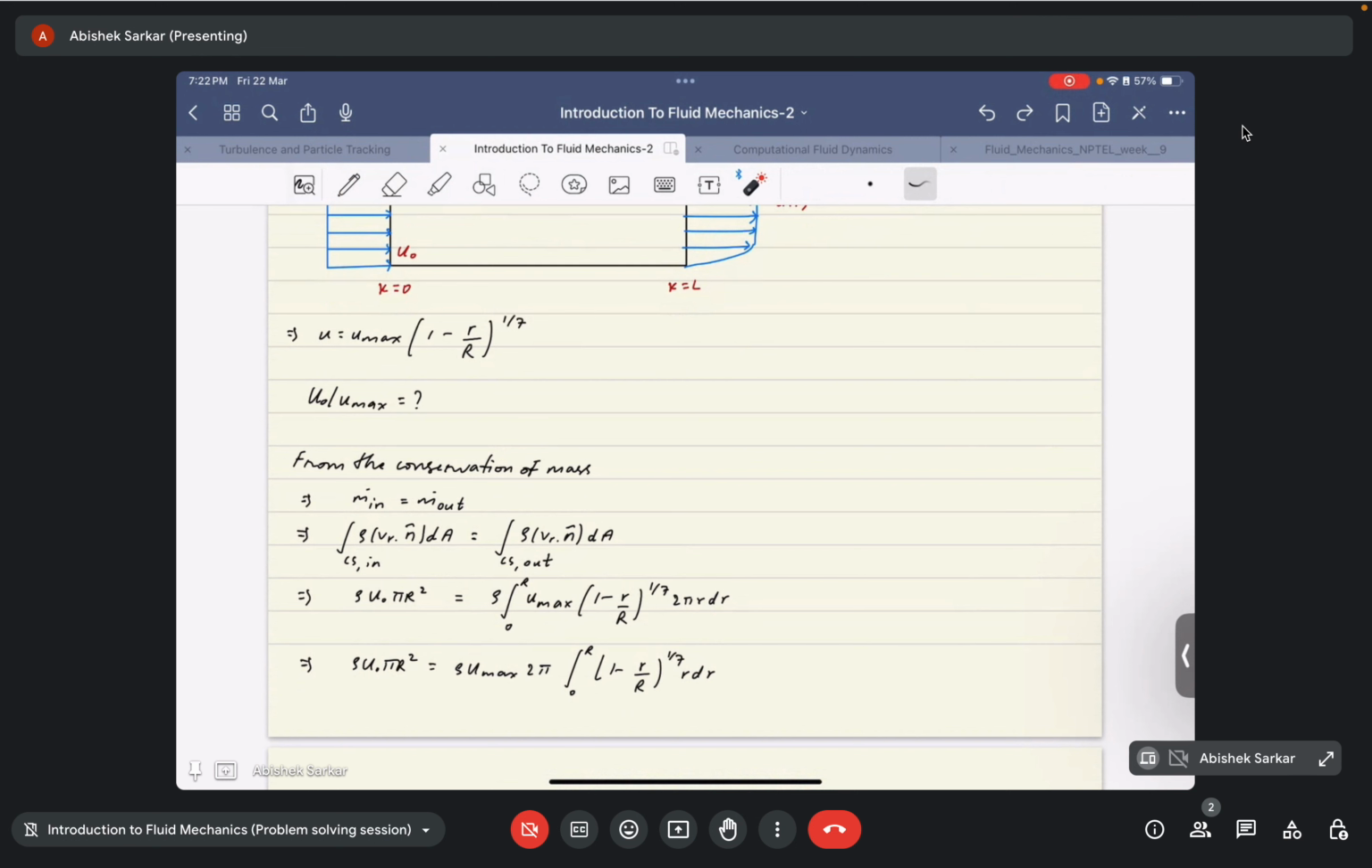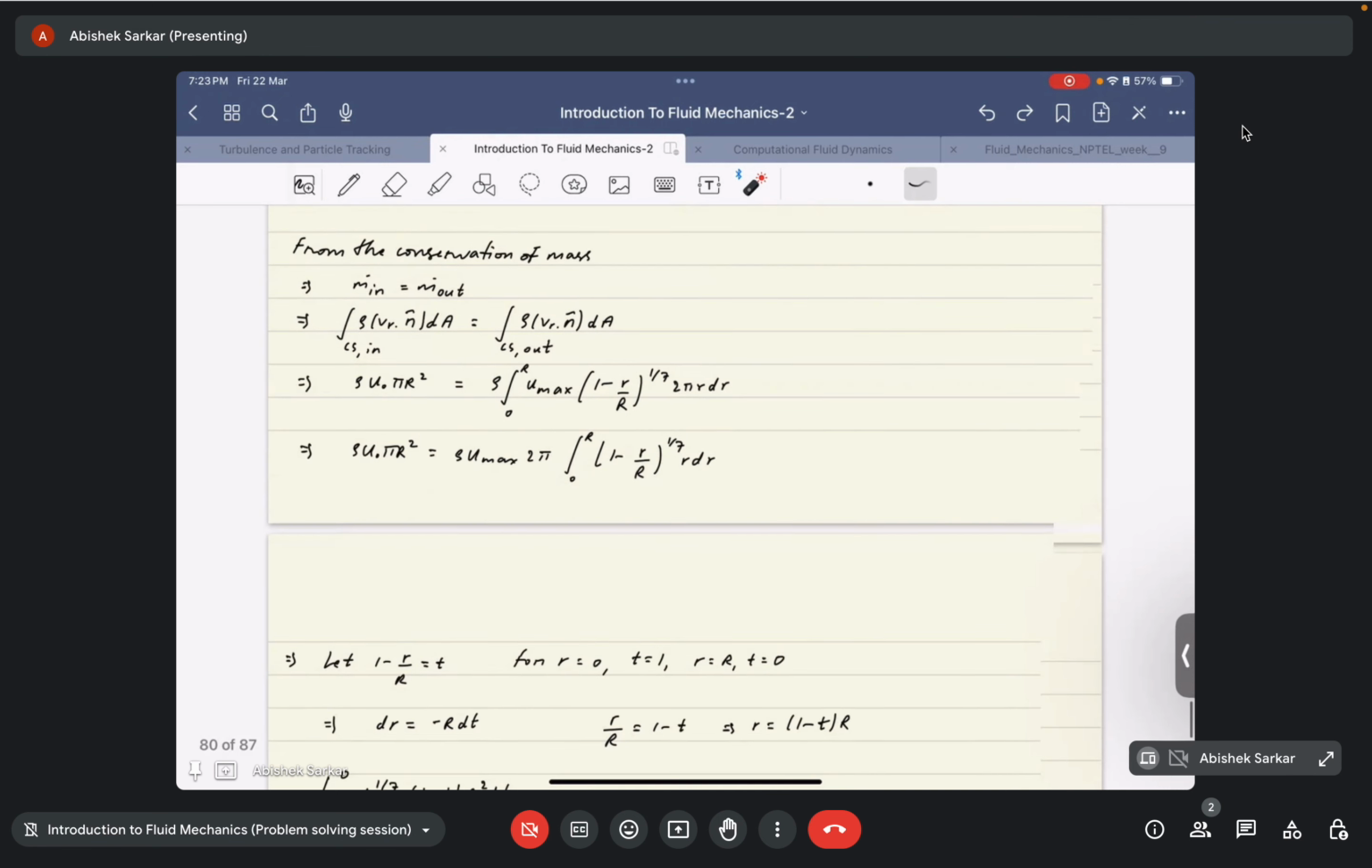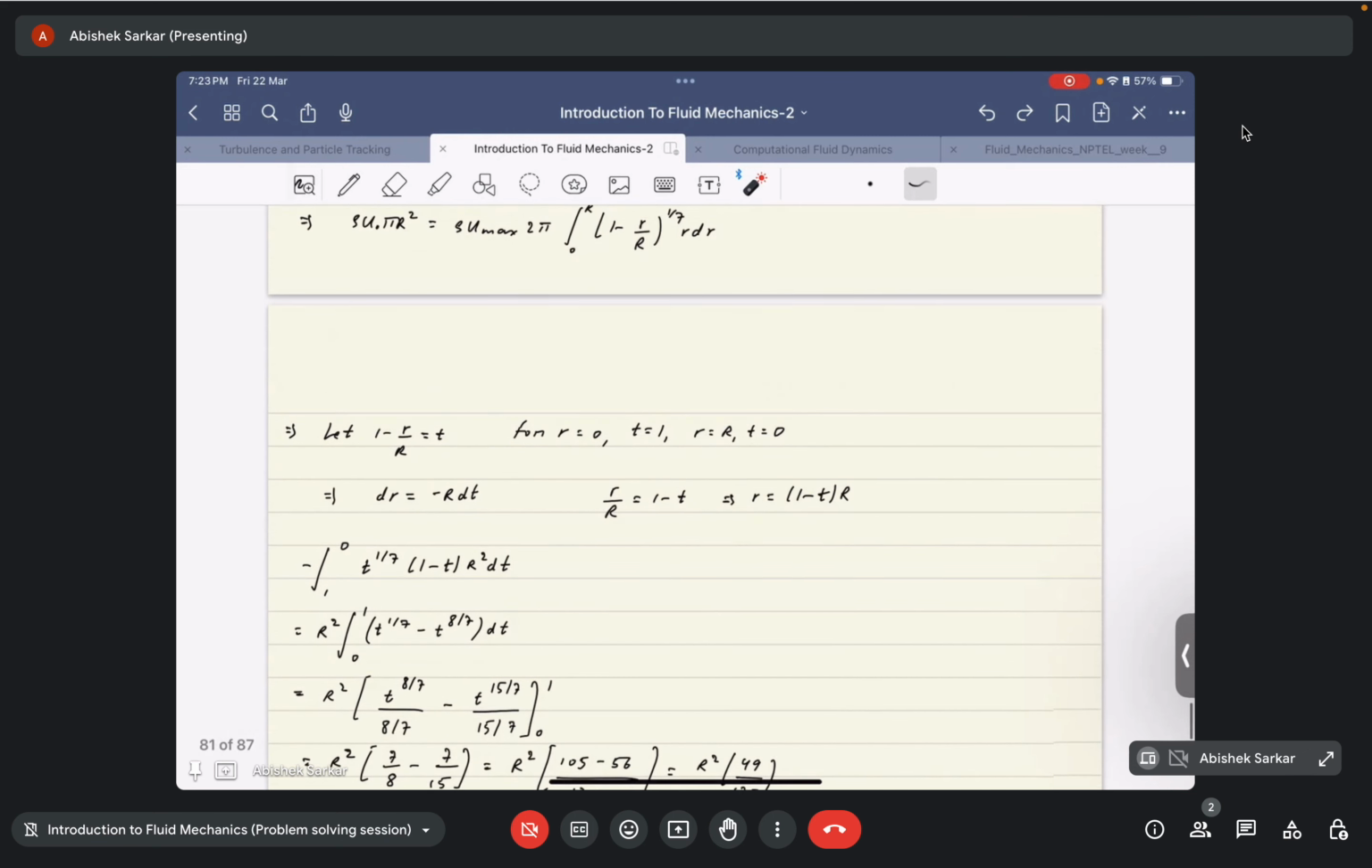Since in this case we are dealing with a cylindrical coordinate system, the elemental area would be 2 pi r dr. Once you equate that, we have rho u naught pi R square equal to rho u max 2 pi. We take all the constants out of the integration, multiplied by the integration of (1 minus small r by capital R) to the power 1 by 7 times r dr, integrated from 0 to capital R. This integration is again very simple.